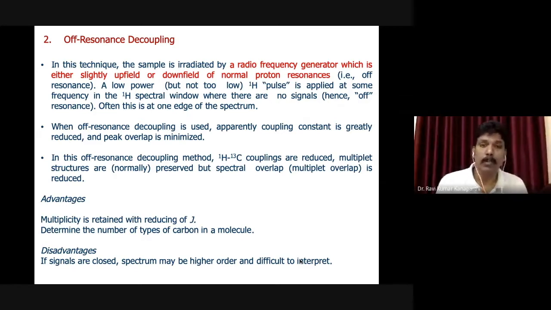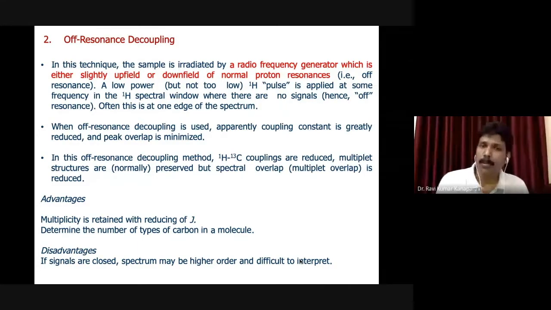They will not be vanished. Unlike the previous case of decoupling, the coupling constants still remain, but they will be reduced to a greater extent. Therefore, the splitting pattern is retained, and we will have much more clarity on whether it is a split peak or a separate peak. That is the information we'll get from the off resonance technique.